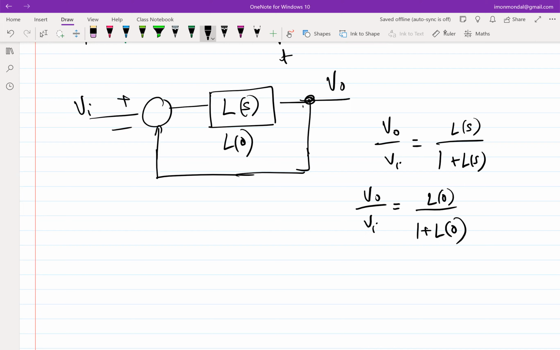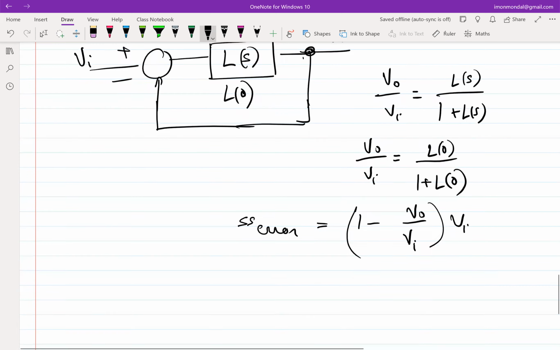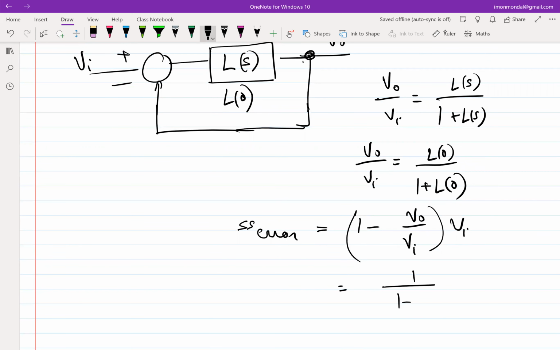So L of 0 has to be infinite. In this, if it's infinite, then L by 1 plus L is 1. Right? But in reality, if L of 0 is finite, you will get some steady state error. It will be 1 minus V0 by Vi. Why 1? Because 1 is the scenario I would have got in an ideal case, right? So this has to be multiplied by Vi, because error is either voltage or current. So this is 1 by 1 plus L of 0 times Vi.